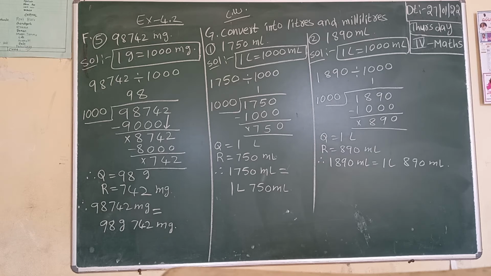I think everyone completed the fifth one. I am going to rub the fifth answer. Everyone take the screenshots. Now I am going to explain the next exercise, addition of measurement, first bit. Okay?